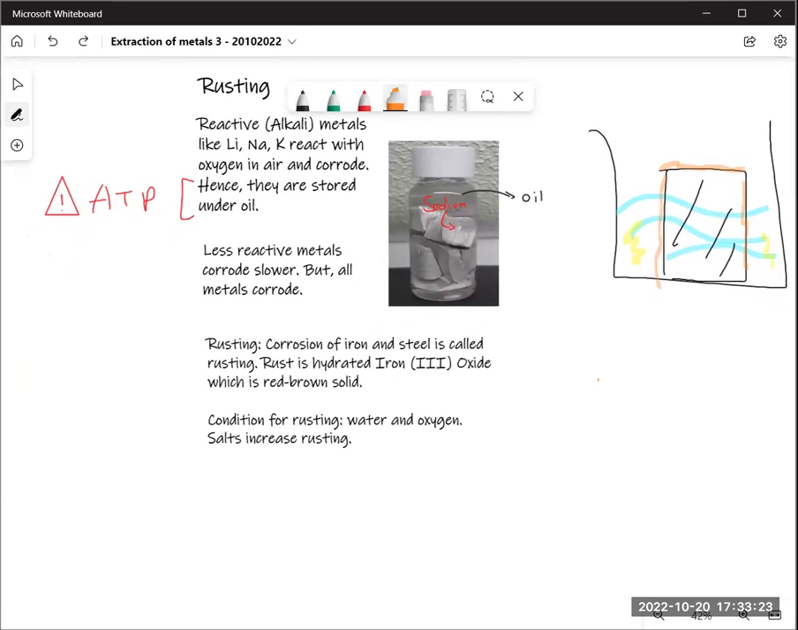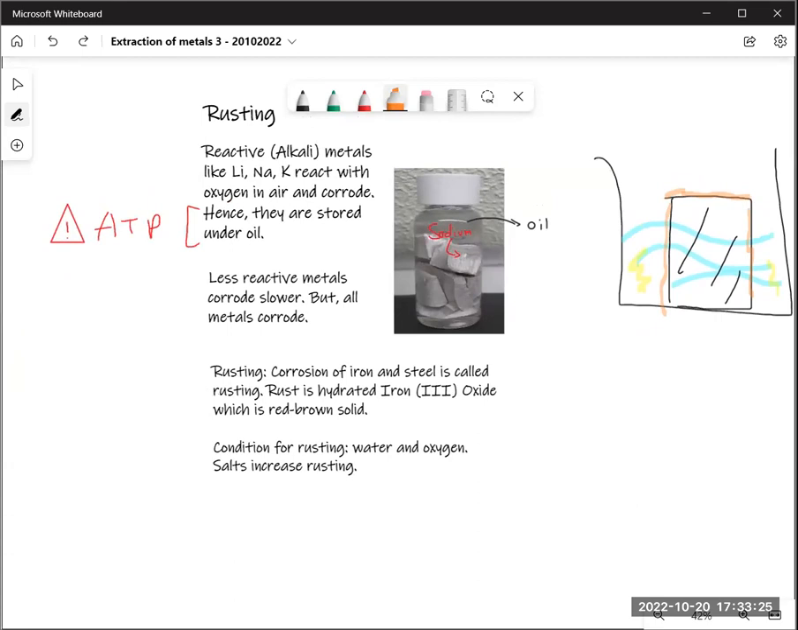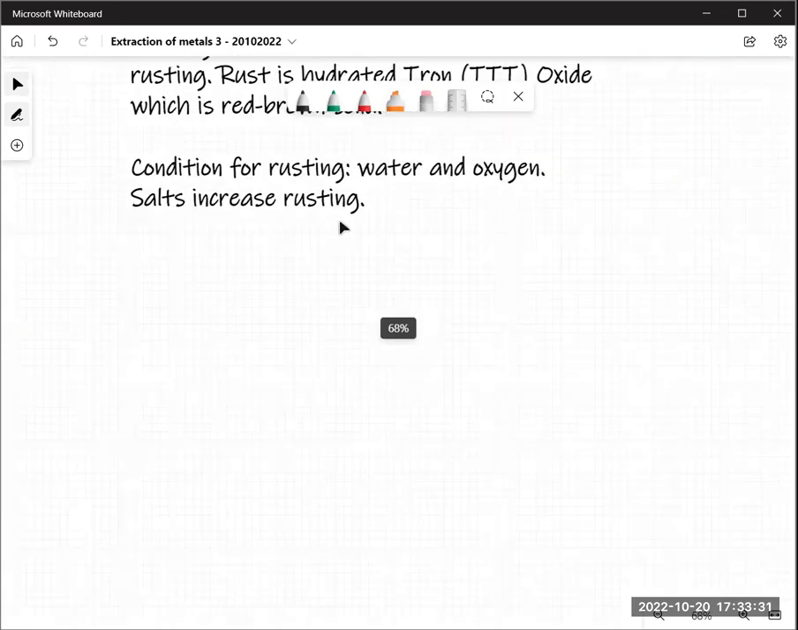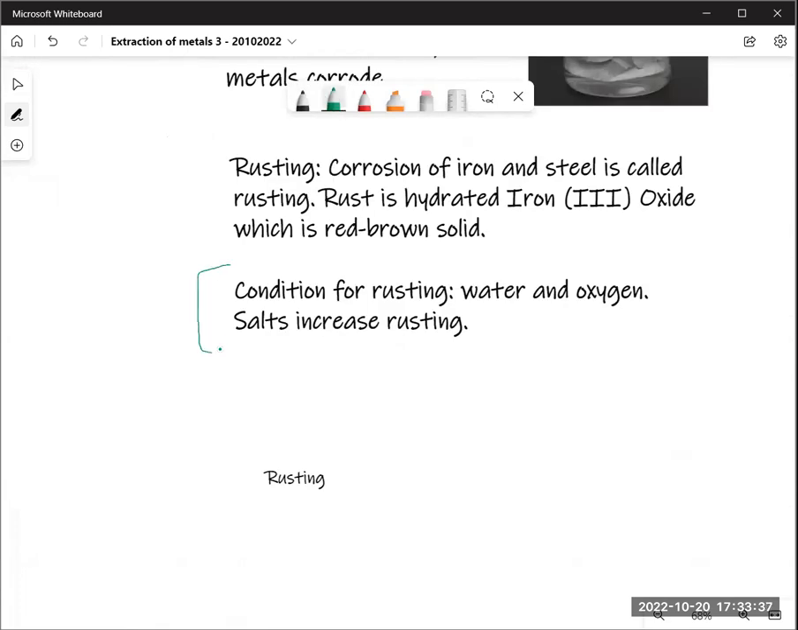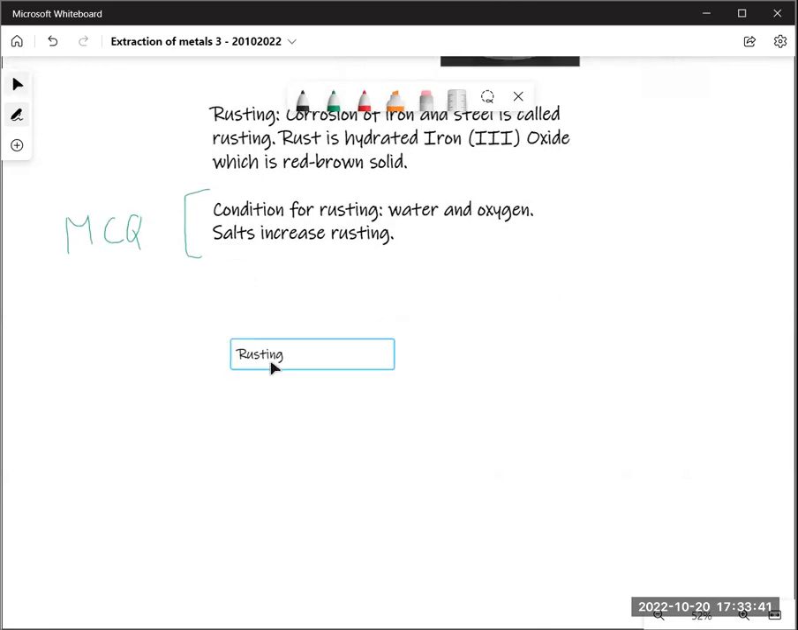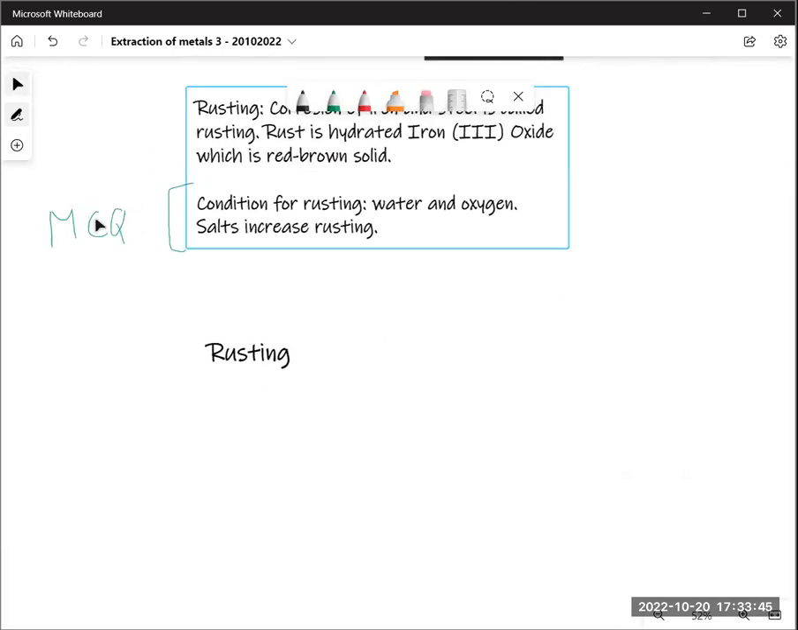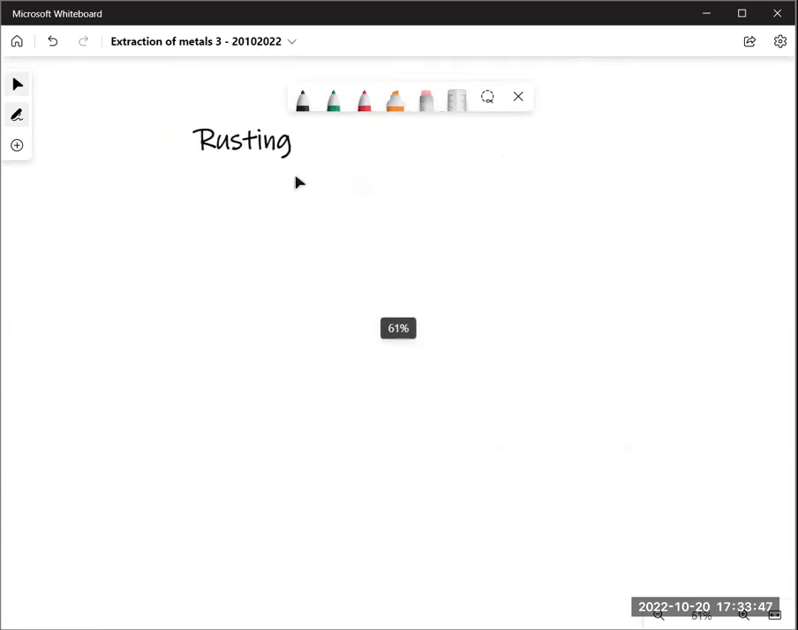Next thing, finished writing? Yes, yes. Okay, so all of this was rusting. By the way, this condition is asked in MCQ. Because I remember questions, I've given the past papers, I know what questions they'll ask you. So this comes in MCQ usually.